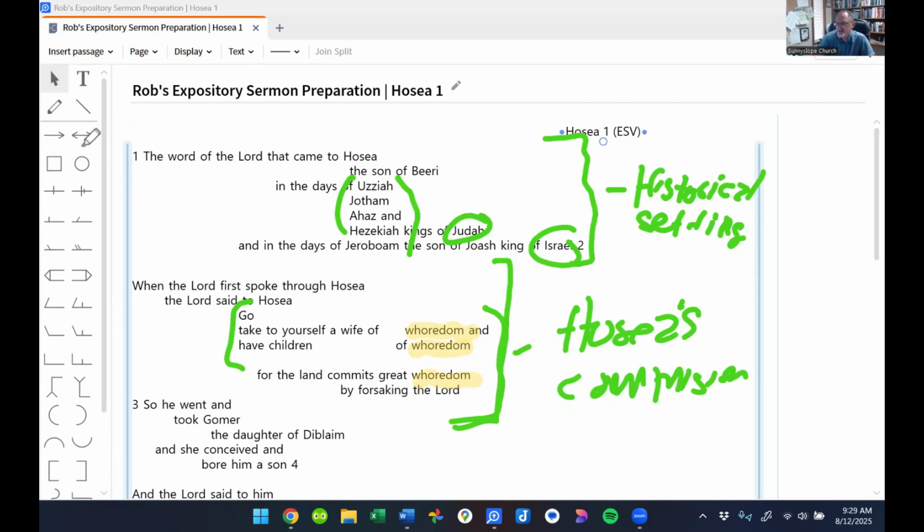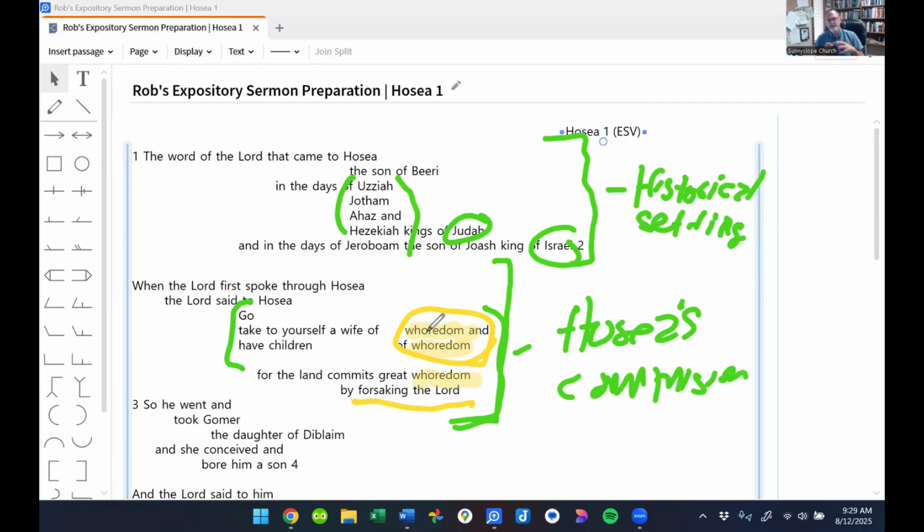But of course, God has a purpose in that, which is then explained to us here. So go take yourself a wife of whoredom and have children of whoredom. That's certainly not a politically correct thing to say these days, but here's the message: for the land commits great whoredom by forsaking the Lord.